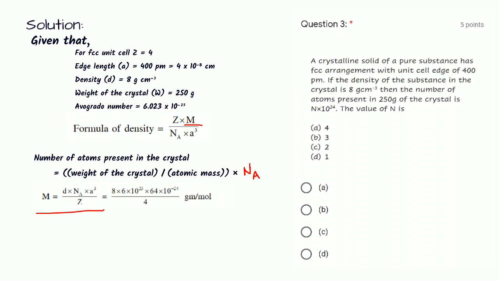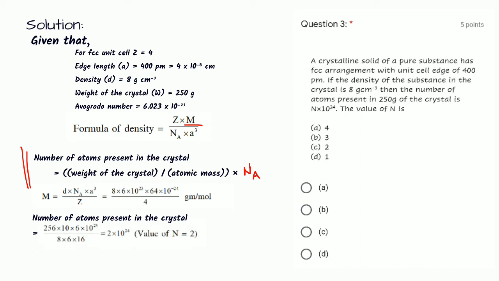Now we can put the value of M in the equation, number of atoms is equal to weight of the crystal in gram divided by M, into Na. By putting the value of M here, we get the number of atoms as 2 into 10 to the power 24. In this question it is given that the number of atoms is capital N into 10 to the power 24. That means the value of capital N will be 2. That means option C will be the correct option.